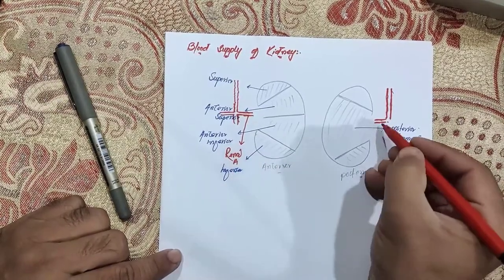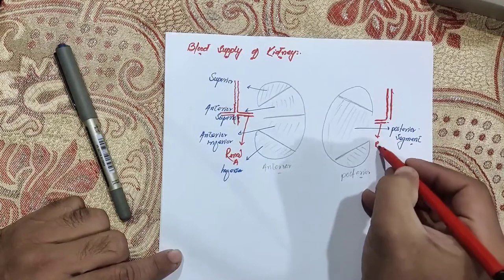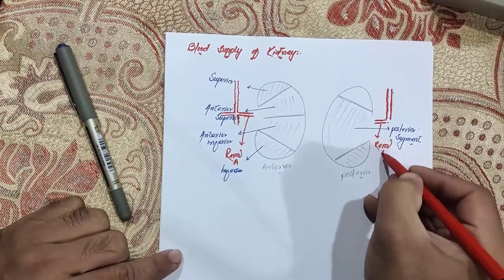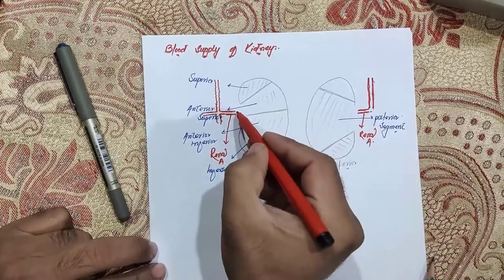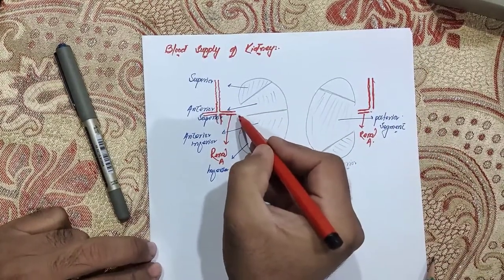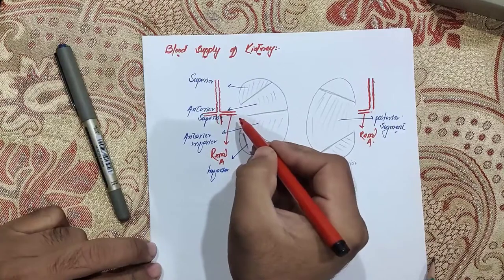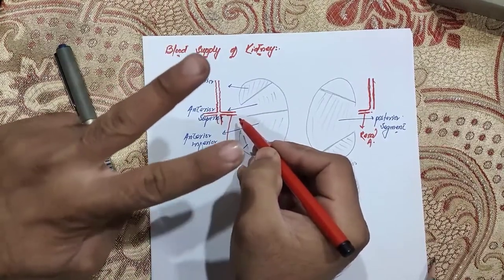Renal artery, and here is also your renal artery. Now look carefully, what will happen next? The renal artery gives off two branches. Renal artery gives off how many branches? It gives off two branches.